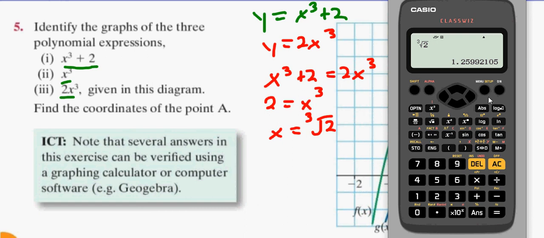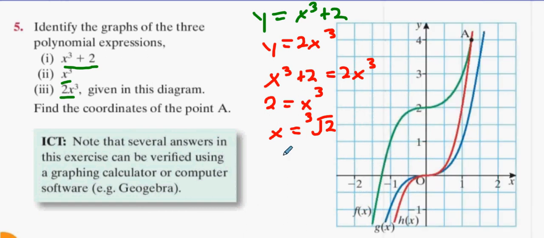1.26, call it? Does it look like 1.26? Find out. Only when the graph verifies your answer. It's roughly halfway between 1 and 1.5. So I'd be pretty happy with that answer. However, I'm not allowed just the x answer. What else do I need to find?